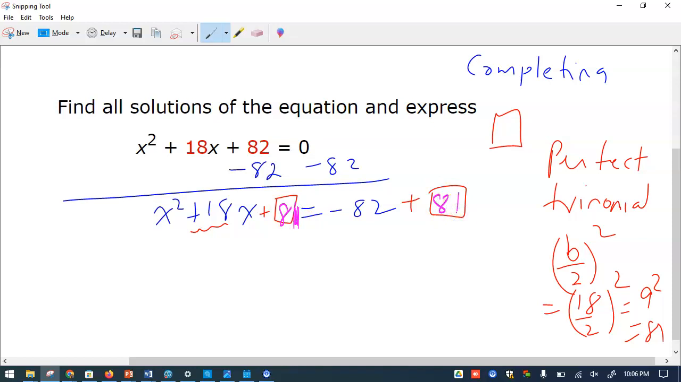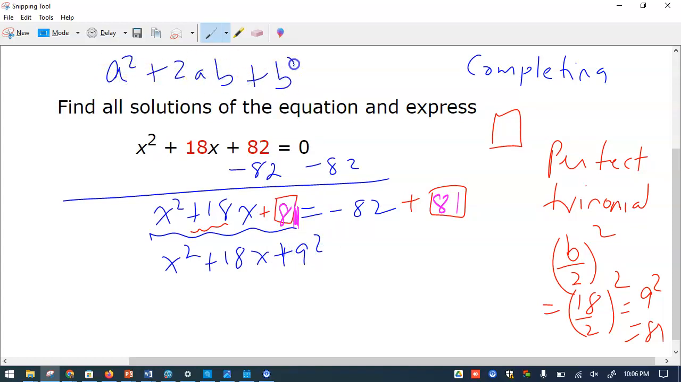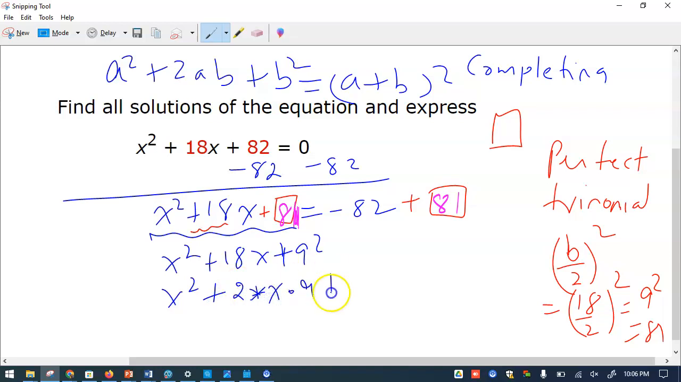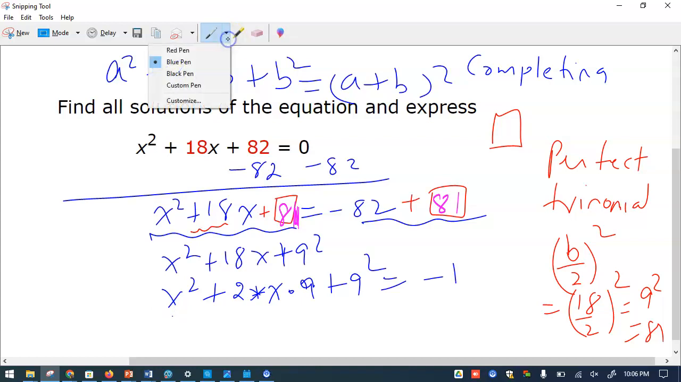That means the left side now is a perfect trinomial. It is 9 squared. You want to compare it with a squared plus 2ab plus b squared, which is a plus b the whole squared. You can see this is x squared, 18 can be split as 2 times x times 9, and it looks exactly like that. And this together is minus 1. So what is a and b here? This is a and this is b.